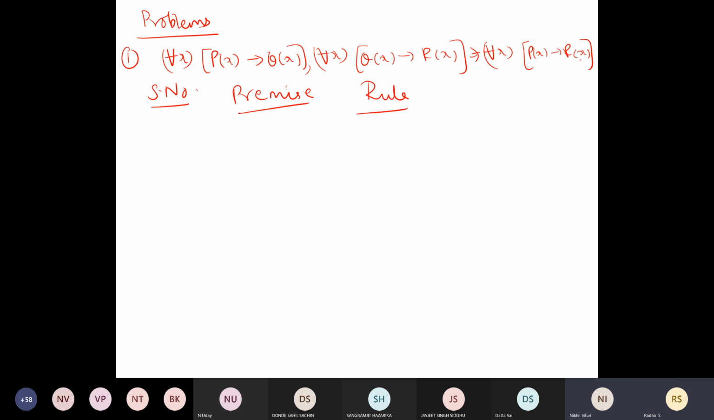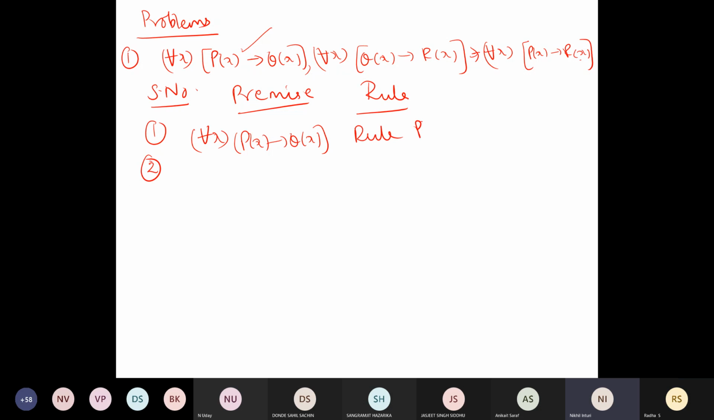Think about it, even for a minute or two. First we need to introduce a premise, and then use the rule. Which premise will you introduce? The first one. So that is rule P.